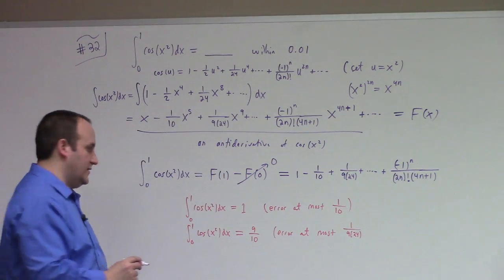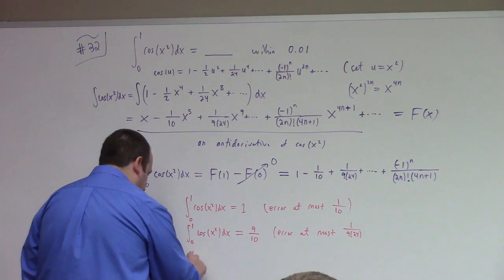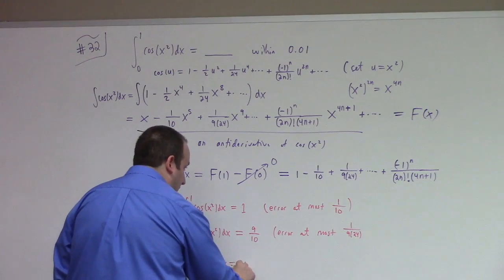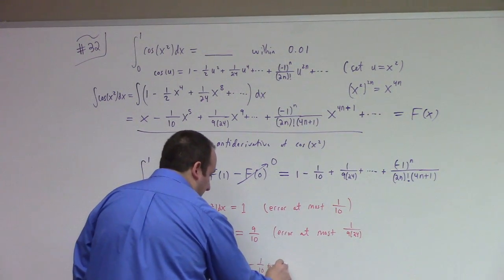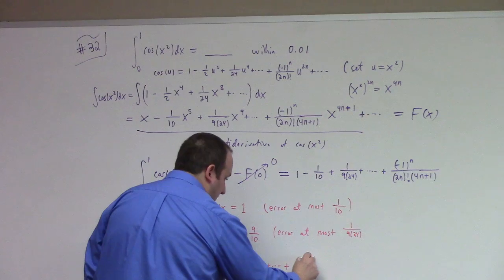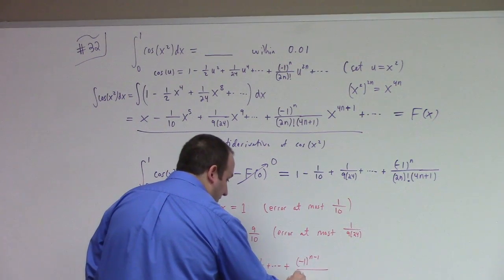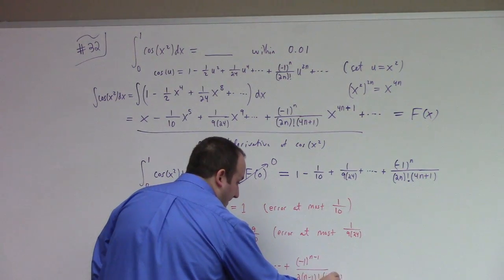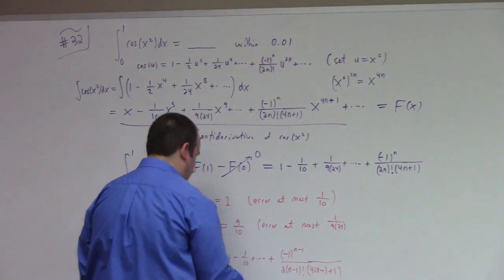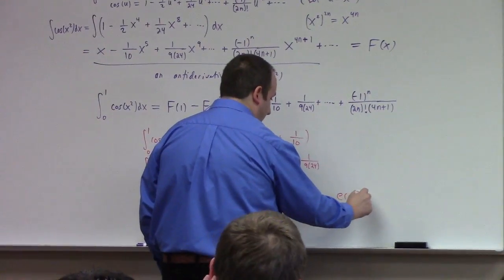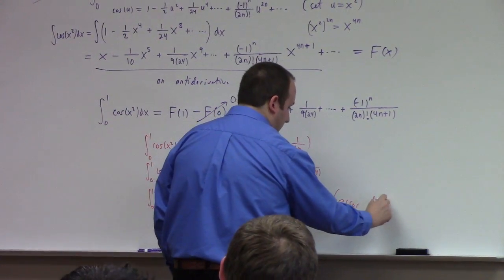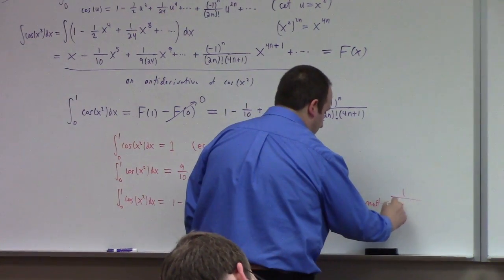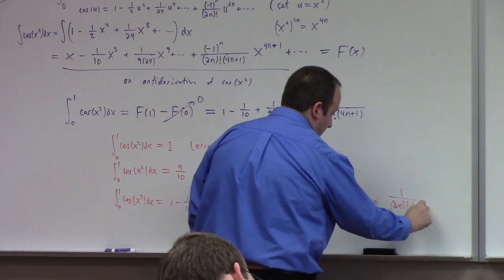Right? If I do the integral from 0 to 1 of cosine of x squared dx, it is equal to 1 minus 1/10 plus, up to minus 1 to the n minus 1 over 2 times n minus 1 factorial times 4 times n minus 1 plus 1, then this has an error of at most 1 over 2n factorial times 4n plus 1.